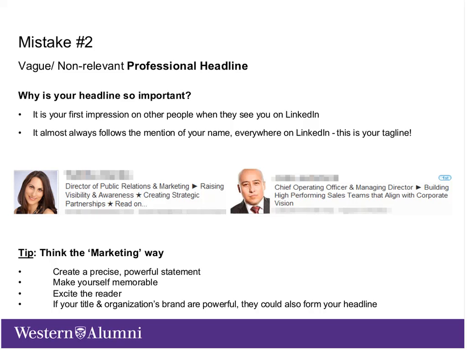And you'll notice here the gentleman on the right tells me that he's a COO and managing director, but he's also building high-performing sales teams that align with corporate vision. Again, it's not just telling me what it is that he does, it tells me a little bit about the philosophy that he brings to his business. You also notice here on the left-hand side that this woman is a director of public relations and marketing, which is great, not very exciting in terms of creativity, but she then tells me that she likes to raise the visibility and awareness by creating strategic partnerships and encourages me to read on. These can be really powerful for you. Again, this can be one of the first things that people see on your profile and can really drive people to the rest of the message that you have available for us on your profile.